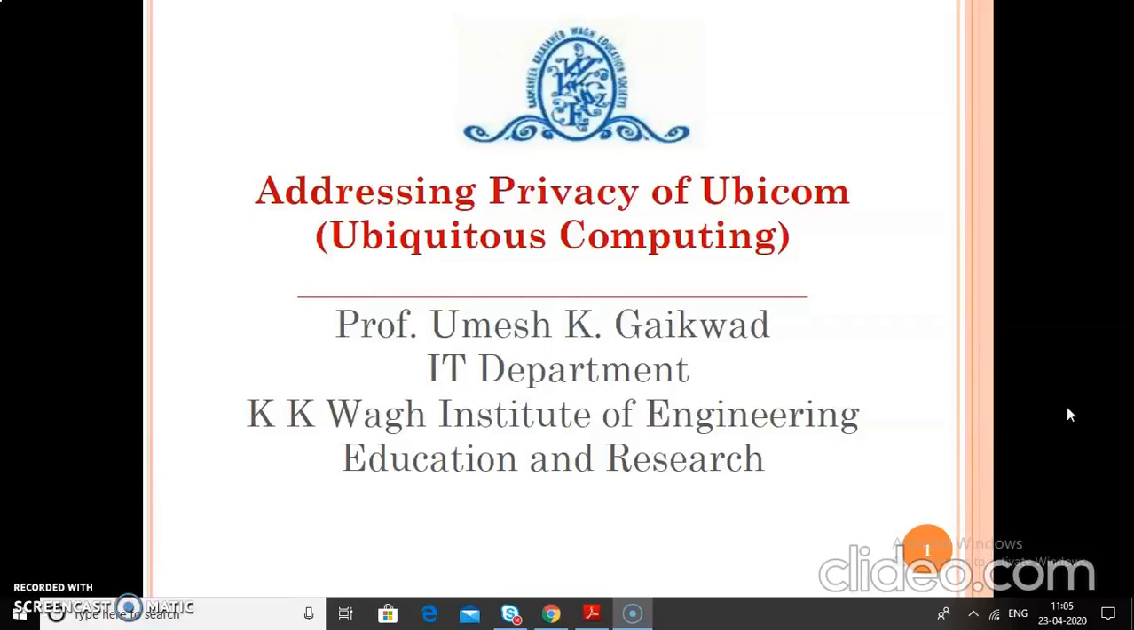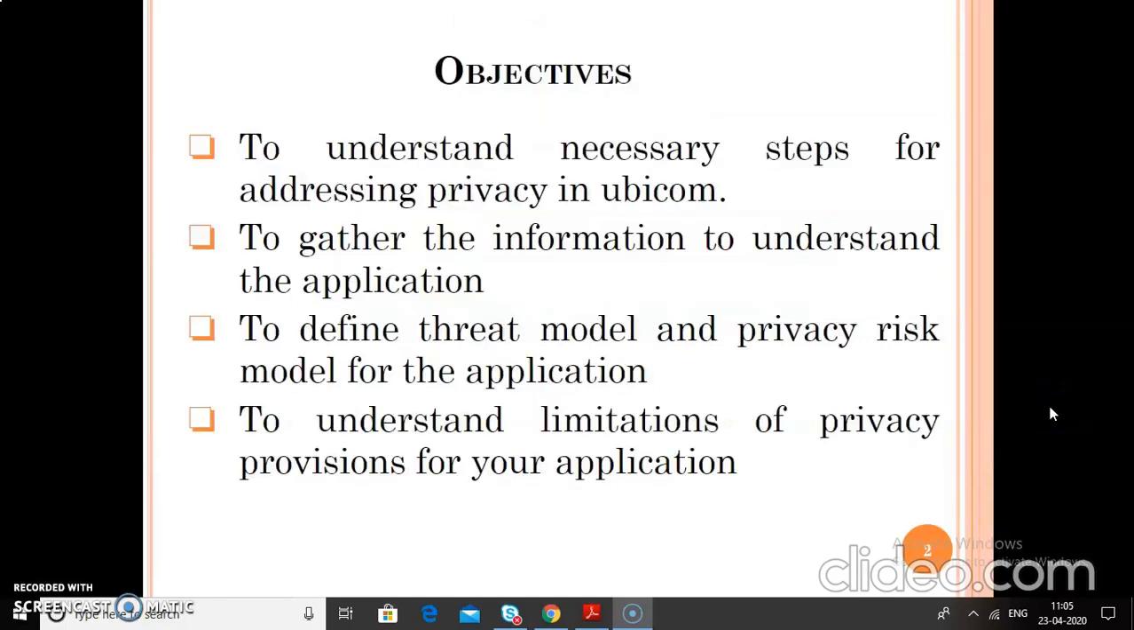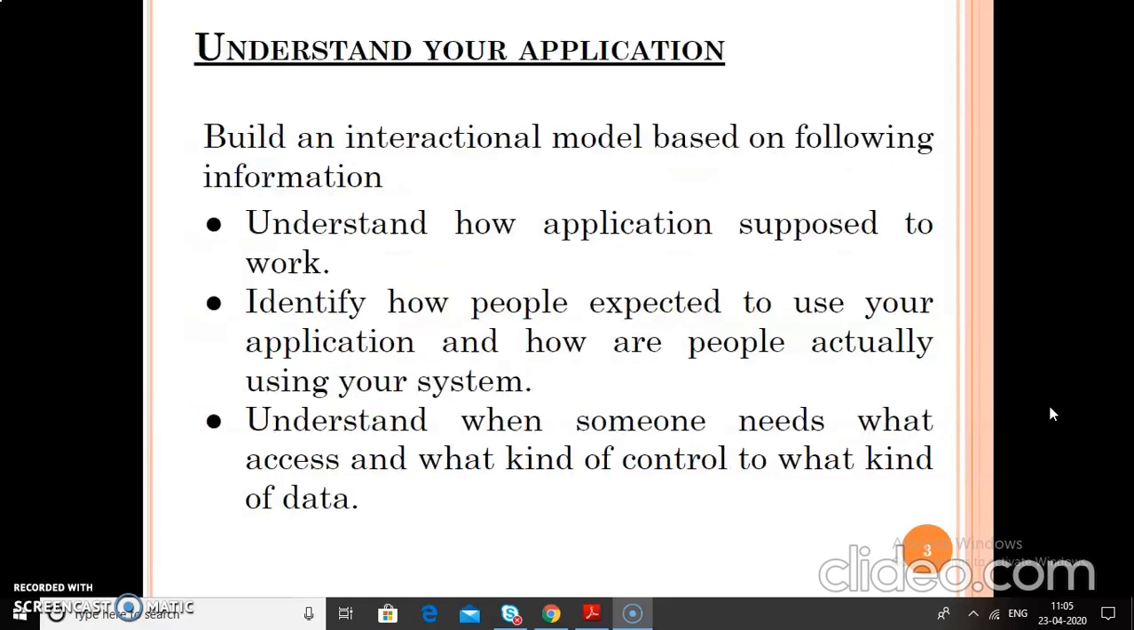Before starting the session, we have to check objectives associated with today's lecture. We are having four objectives. Our main objective is to understand necessary steps for addressing privacy in the UbiCom. Along with that, we are having some more objectives, just like to gather the information to understand the application, to define various threat models and privacy risk model, and to understand limitation of privacy provision. Now we will start our today's topic.